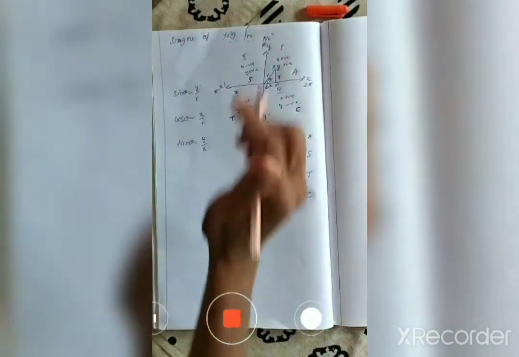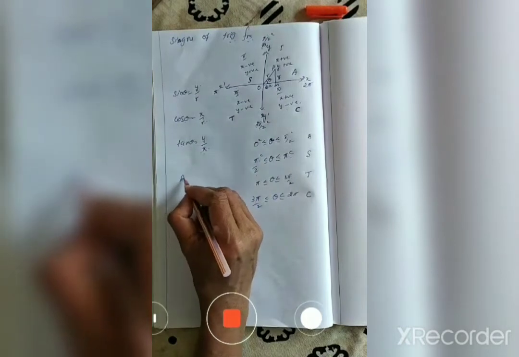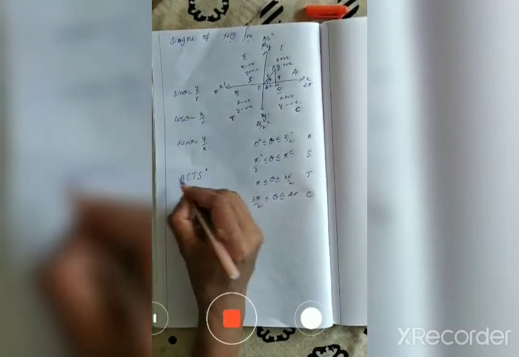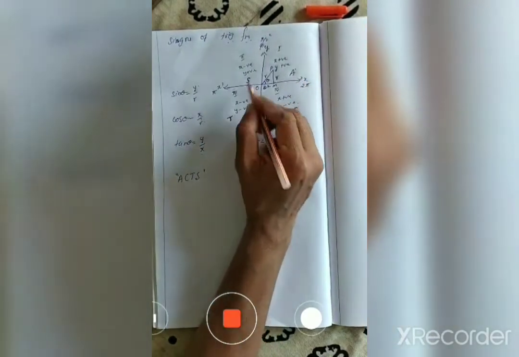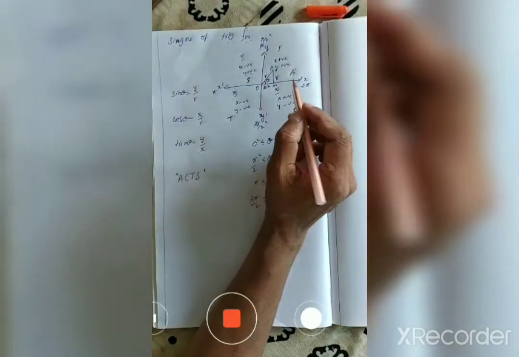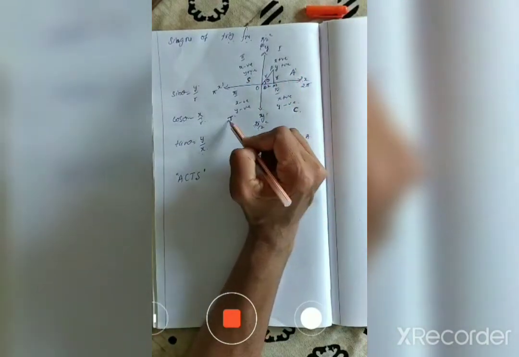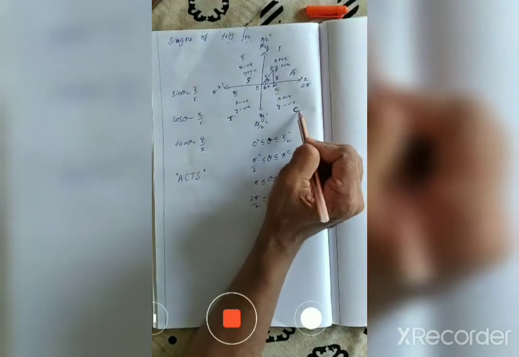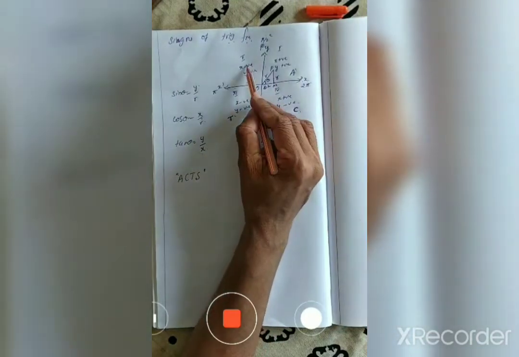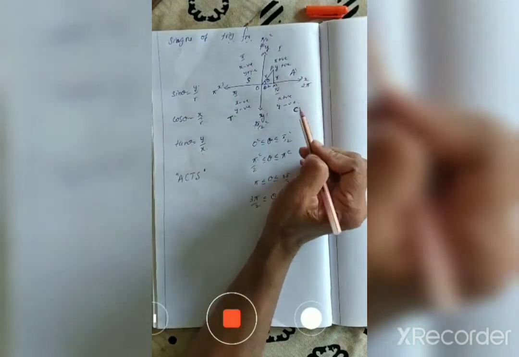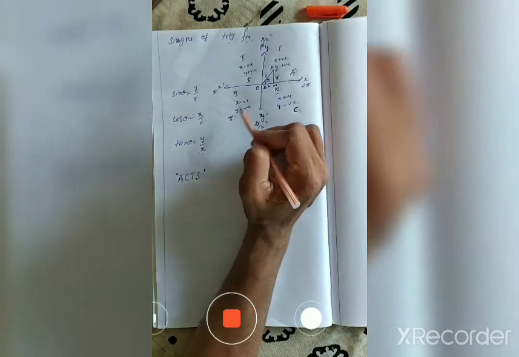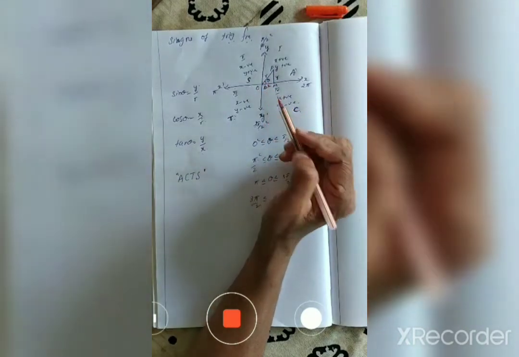So how to remember this? This is remembered by the word ACTS. You have to go in reverse direction, but ACTS. All positive, cos positive, tan positive, and sin positive.